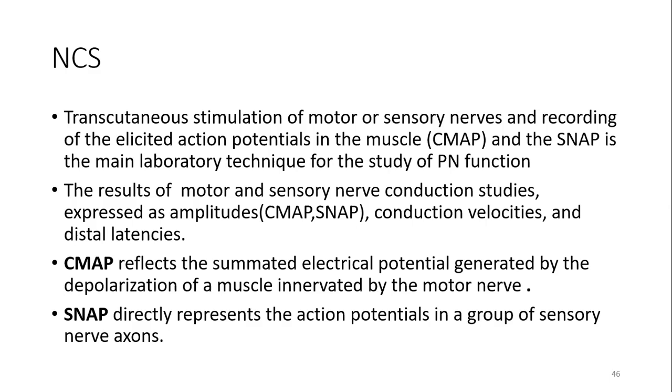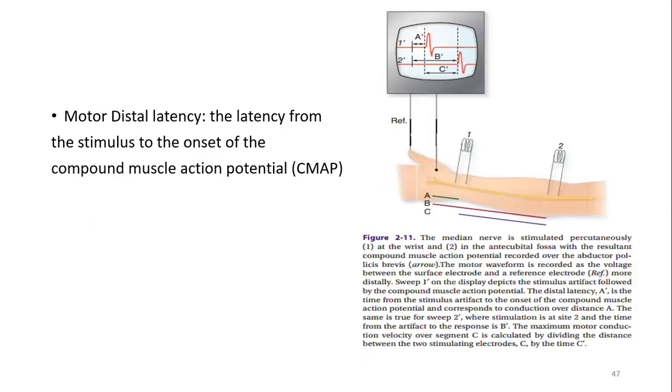The compound muscle action potential, or compound motor action potential, reflects the summated electrical potential generated by the depolarization of a muscle innervated by the motor nerve, and the sensory nerve action potential directly represents the action potential in a group of sensory nerve axons, as I said previously. Distal latency is the latency from the stimulus to the onset of the compound muscle action potential. That's what we call the motor distal latency.